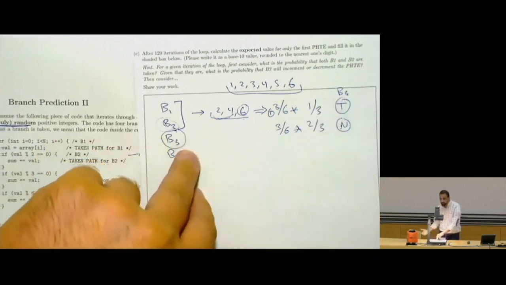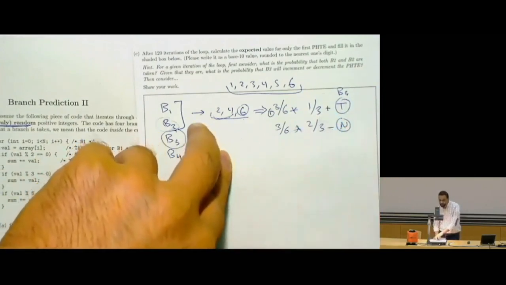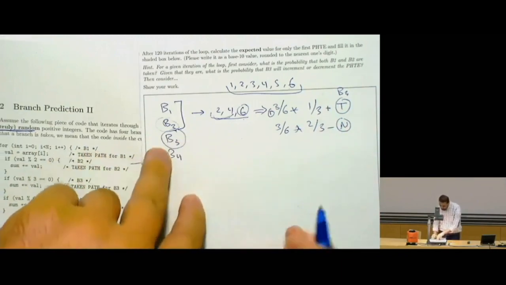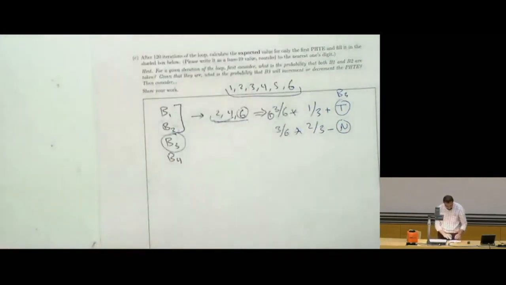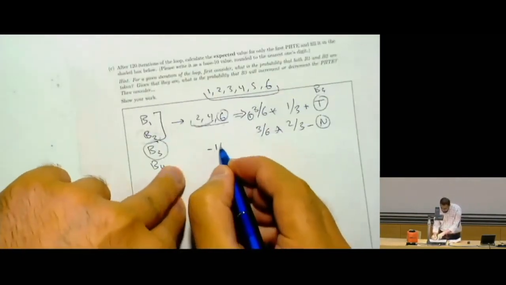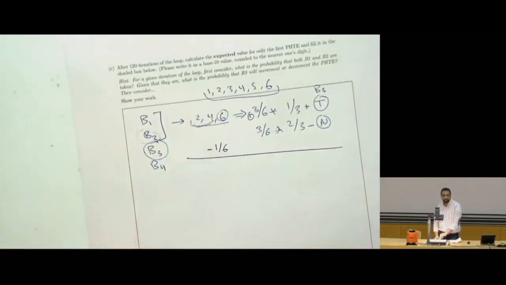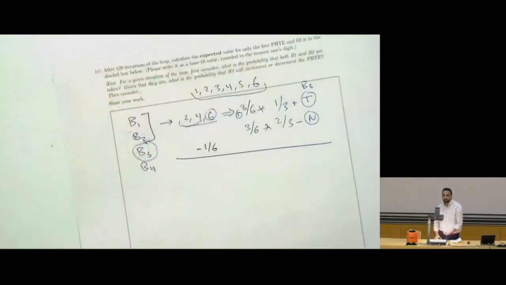So now what's the total? Again, this should be in plus, and this should be in minus, because I'm decrementing whenever a branch is not taken. So do the math, you will get minus 1 over 6. Any questions so far? Just add them together, that's it. Simple math, right?